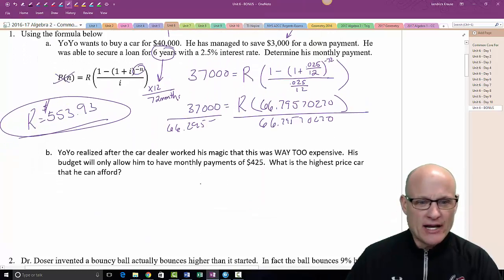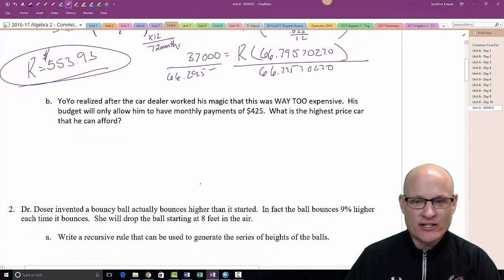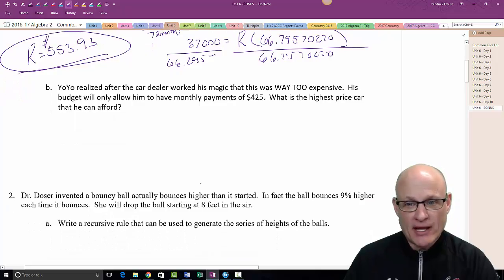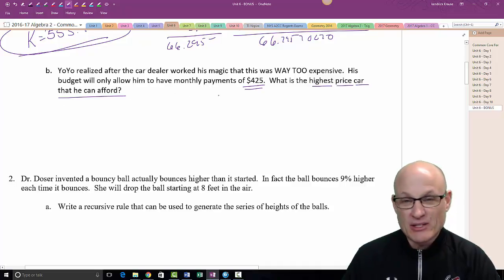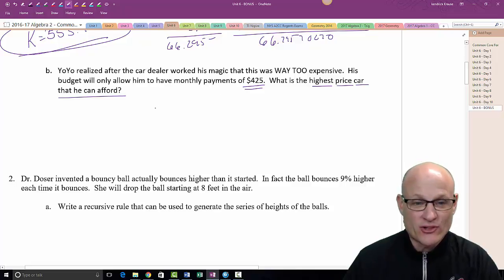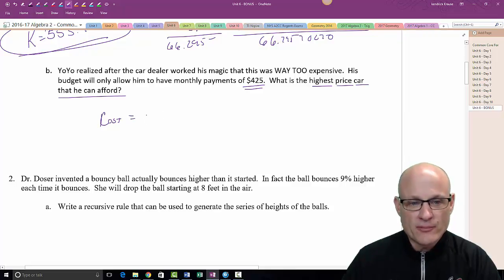So Yo-Yo realized after the car dealer worked his magic that this was way too expensive. His budget will only allow him to have payments of $425. What is the highest price car that he can afford? Now, believe it or not, this is sort of a tricky question, so let's see what we got. We don't know in this case what the car is going to cost. Let's call it cost. Whatever variable they used up there, it doesn't matter.